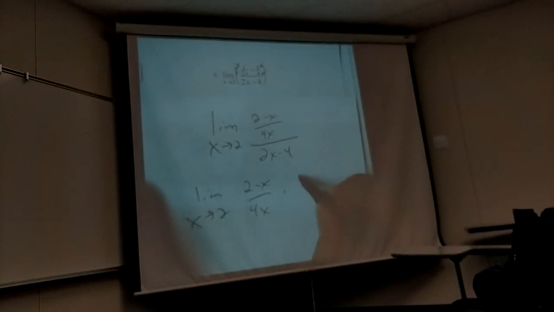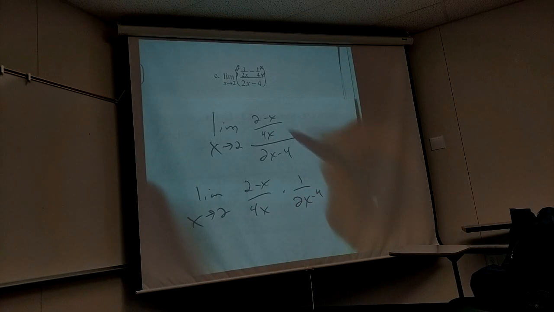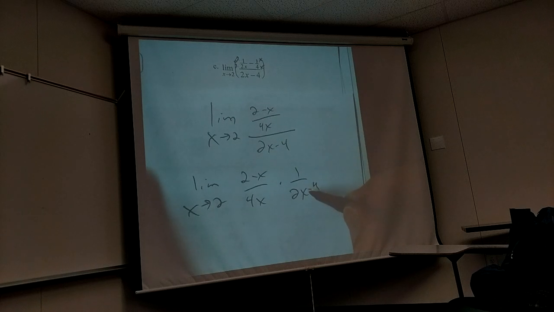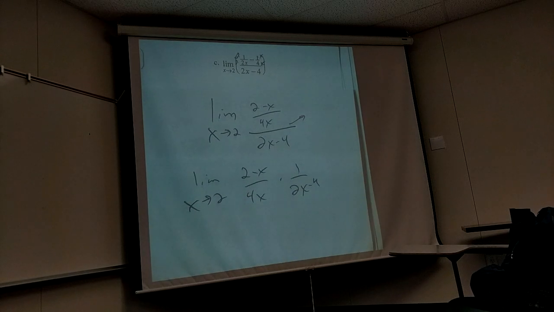You don't have to move forward. Is that cool, guys? So limit as x goes to 2. What I can do now, just to make it easier to look at, is to divide a fraction by something, I multiply by the reciprocal, right? So you just kind of pull this to the side, so it's easier to look at now, right?